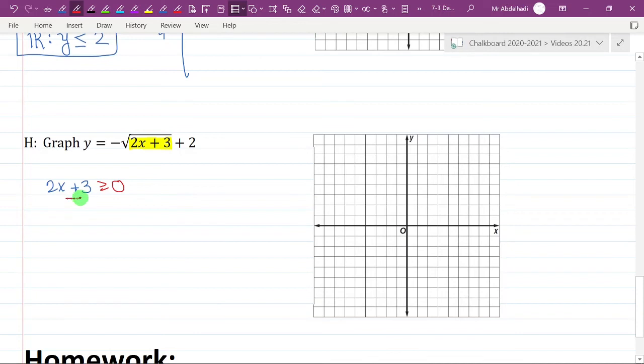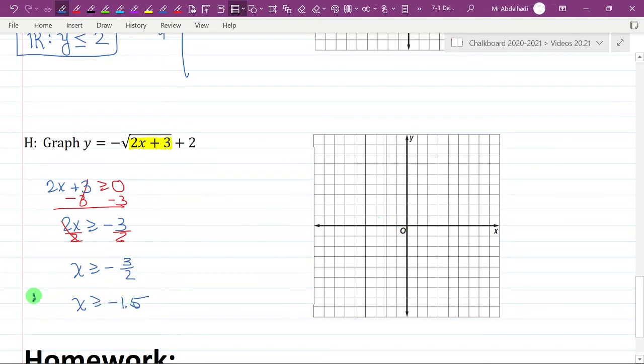So let's see, we'll subtract 3. We get 2x is greater than or equal to negative 3. We divide both sides by 2, and we get x is greater than or equal to negative 3/2. Now, we like fractions in Algebra 2, but because we're graphing, and only because we're graphing, I'm going to change this to a decimal, because when you go to graph things, decimals are a lot easier. So we're starting at negative 1.5, which is right here.